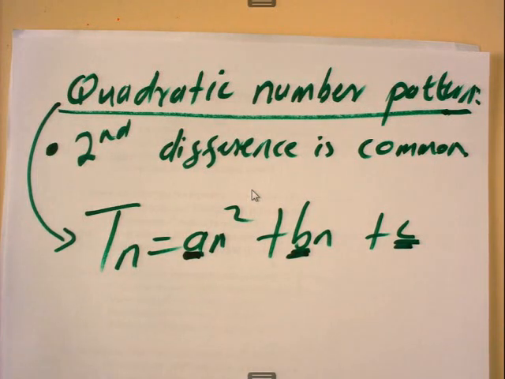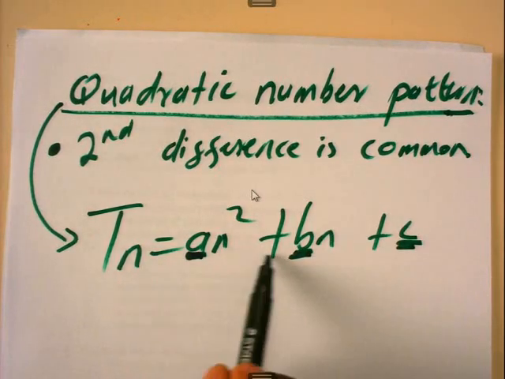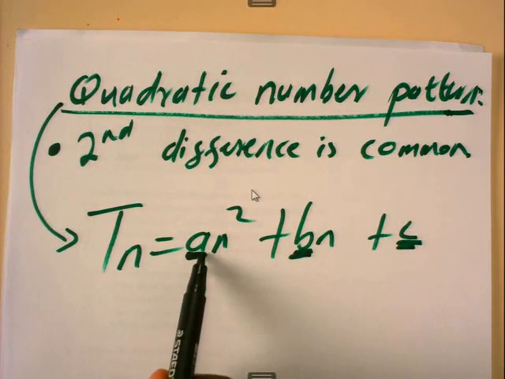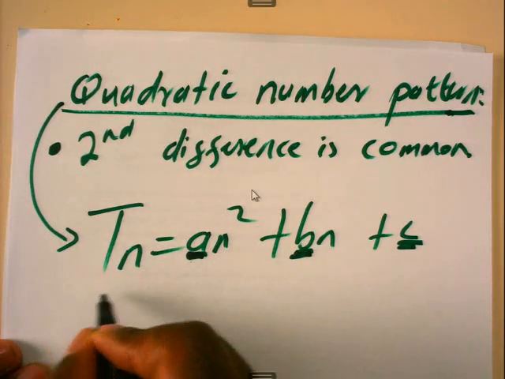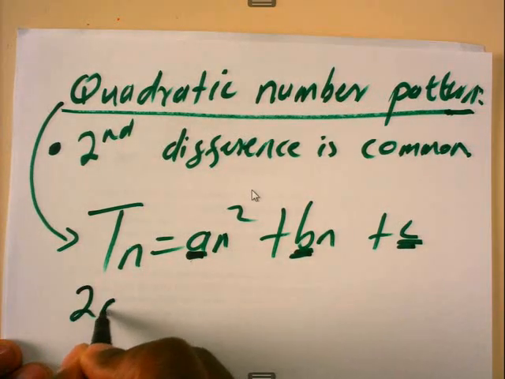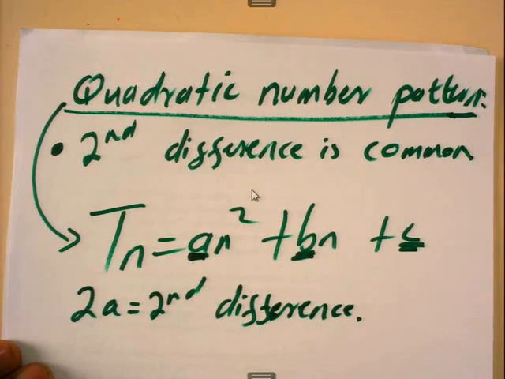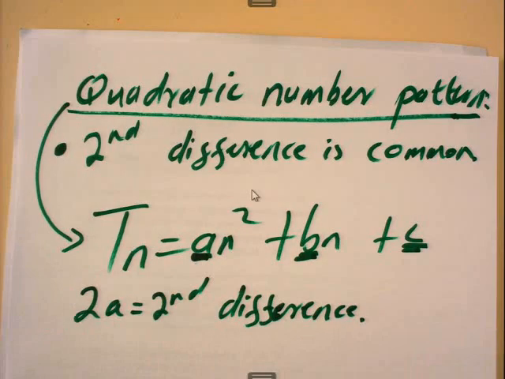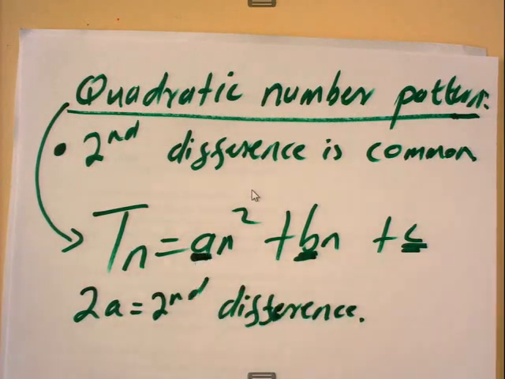Because you are busy preparing for the examination, the question is, if we are given a sequence like this one, how do we determine the value of a? Remember, we always say to determine the value of a, 2a is equal to the second difference. That is key. 2a is equal to the second difference. That is how we determine the value of a.